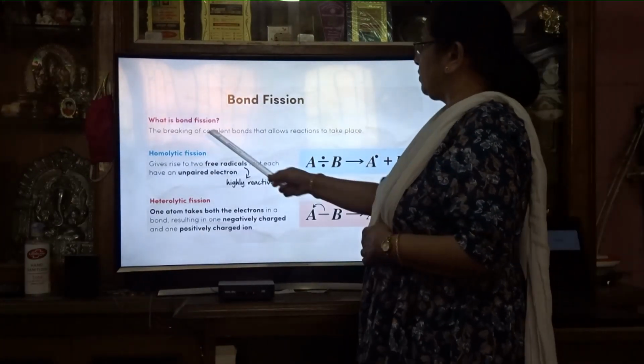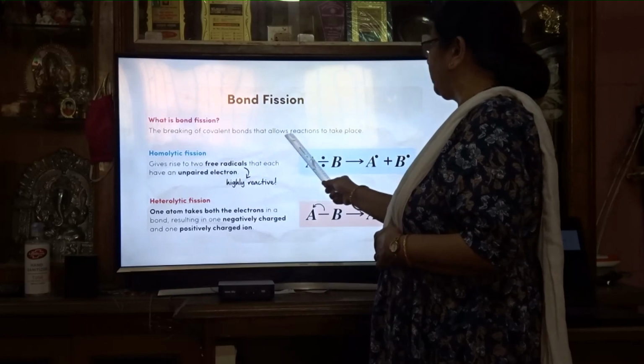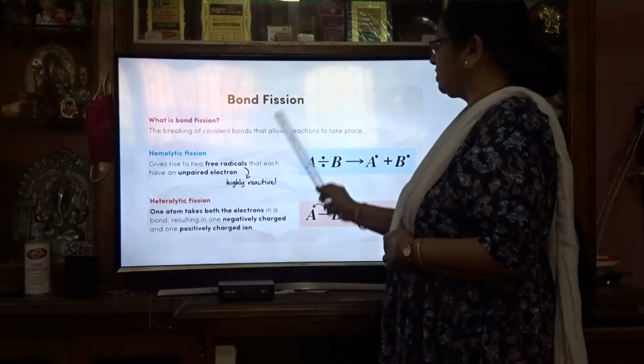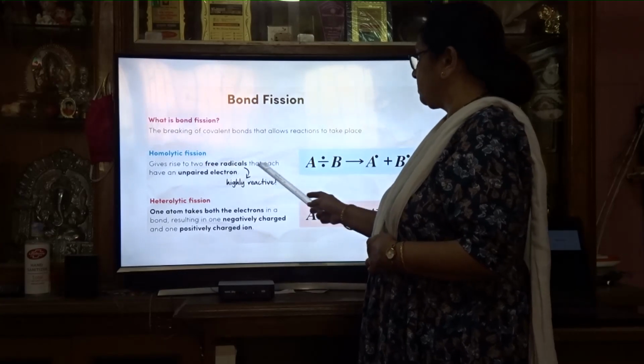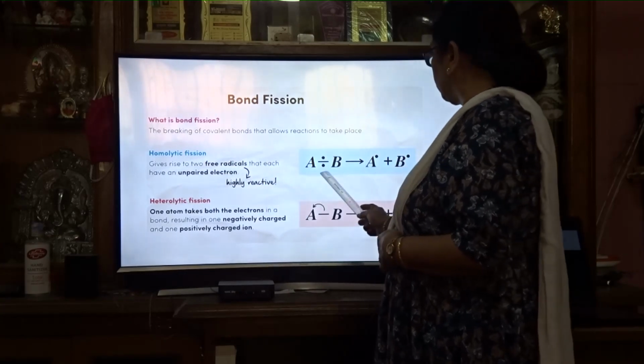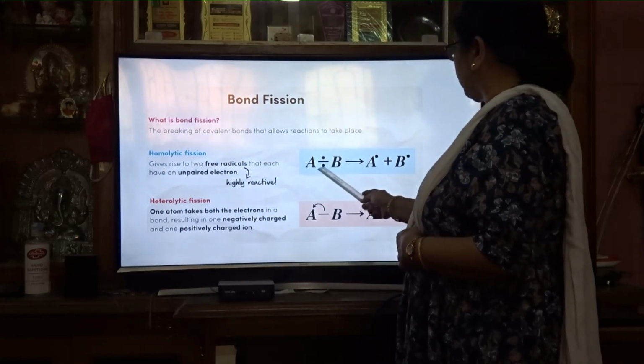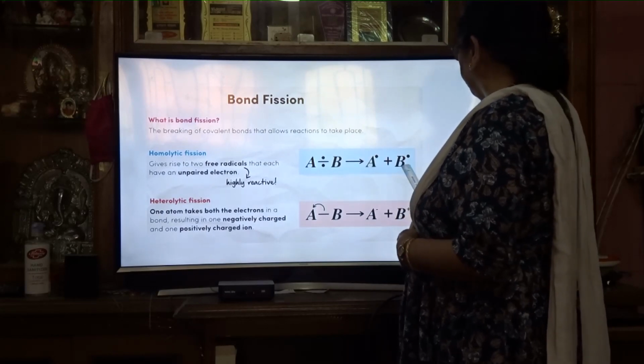Here again, what is bond fission? The breaking of a covalent bond that allows a reaction to take place is known as bond fission. What is homolytic fission? It gives rise to two free radicals that each have an unpaired electron. Here again we have a summary. A is getting a free radical, B is getting a free radical.